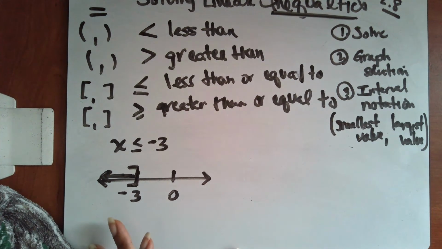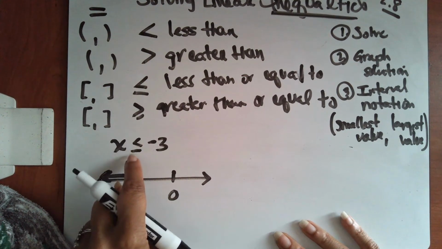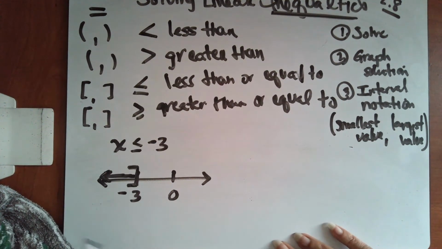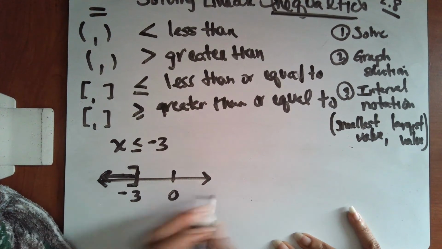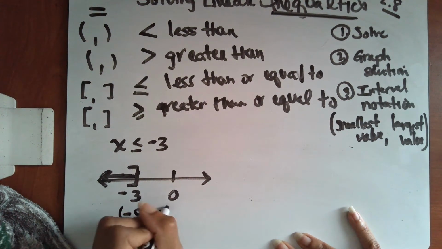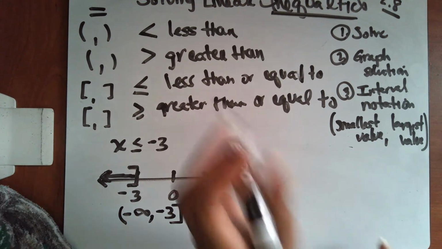So what does that mean? It means that negative 3 is part of the solution, because the x can be less than or equal to negative 3. So what would be the interval notation here? From left to right, the smallest value is negative infinity and the largest value is negative 3 with a bracket on it.